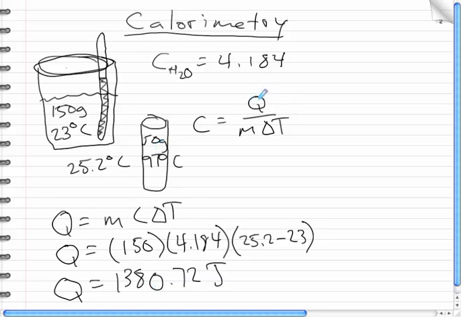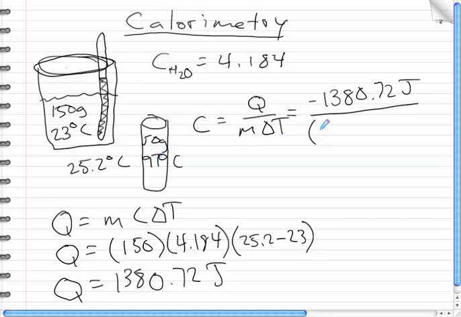Again, the sign of Q tells you if it's gaining energy or losing energy. In this case, the water was gaining energy, meaning the metal is losing energy. So the Q for the metal is not going to be 1380, it's going to be negative 1380.72 joules. And then our delta T should be negative, right? Because our final is lower than our initial.